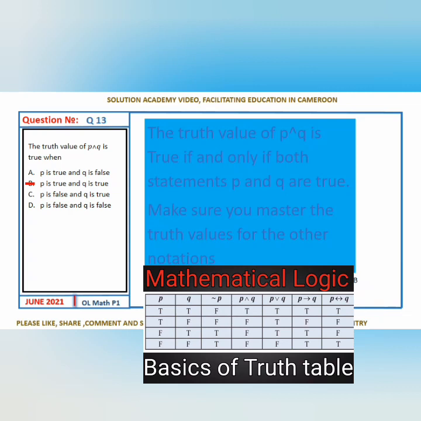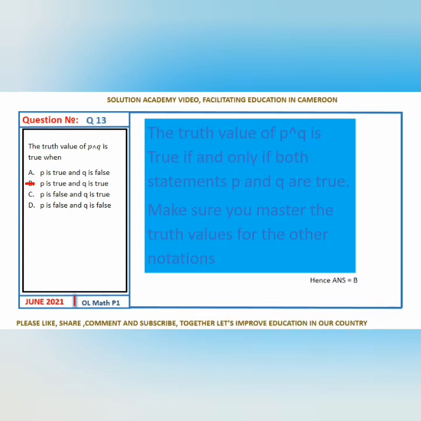the truth values for the other notations like P or Q. P or Q is just the reverse of P and Q. P or Q is always false if and only if both statements P and Q are false. Else, it will always be true. So you have to make sure you have a mastery of the other notations as well. Question number 14.